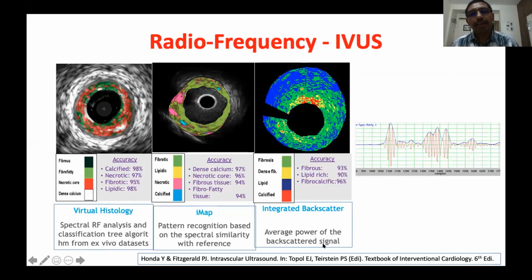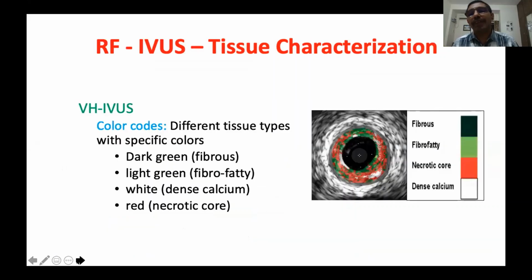Among these three, only the virtual histology is extensively validated. It color codes different tissues with specific colors. Fibrous tissue is coded with dark green. Fibrofatty tissue is coded with light green. Necrotic tissue is red, and the calcium is white. So this improves the discriminatory power of your IVUS.